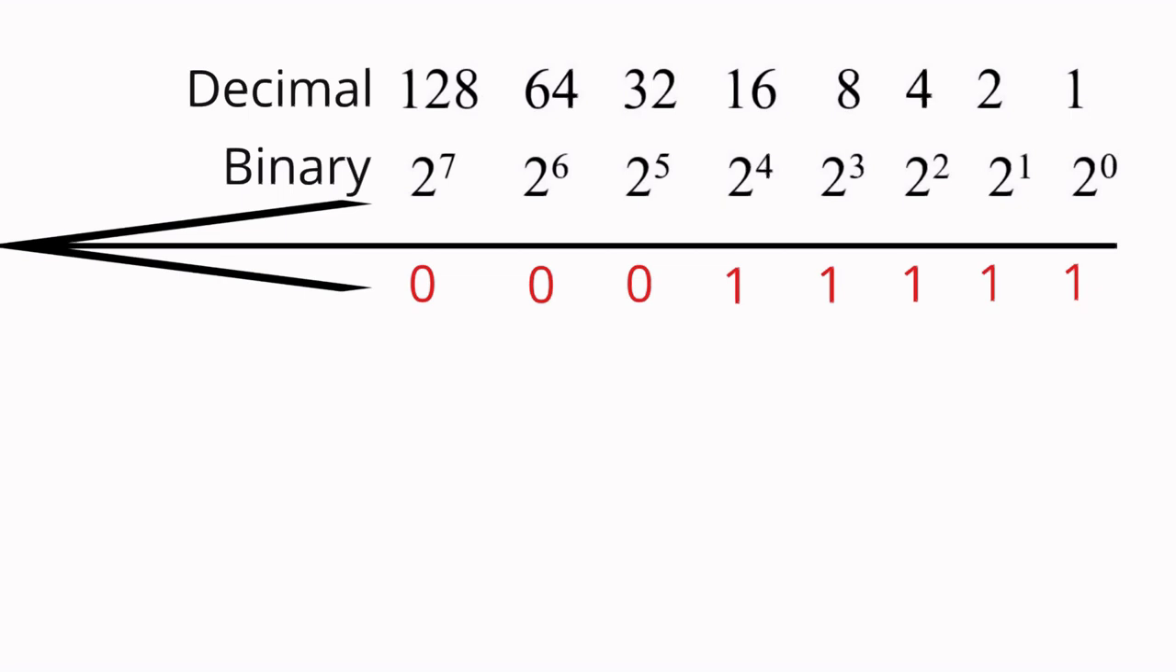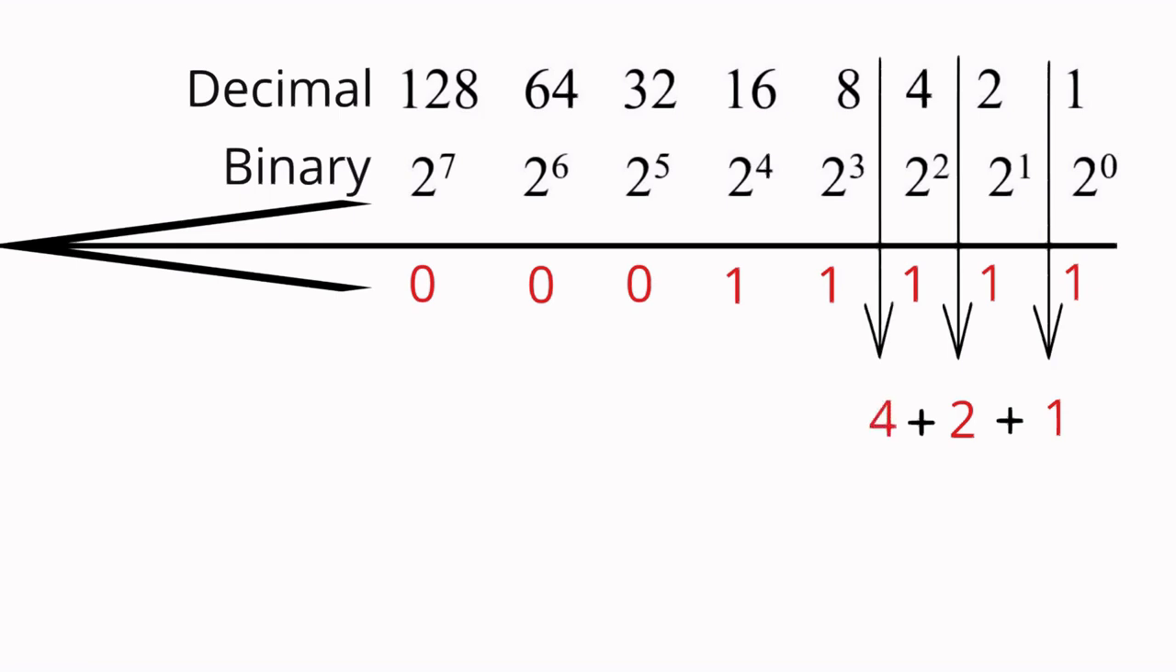2 to the 0 has a 1 under it. Go ahead and look at our chart and see that 2 to the 0 is 1. So we multiply that by 1. 1 times 1 is 1. So we write down a 1 and move left. 2 to the 1 has a 1 under it. Looking at our chart, we see 2 to the 1 is 2. So we multiply 2 times 1 and that equals 2. So we write down a 2. 2 to the 2 has a 1 under it. We look at the chart, see 2 to the 2 is 4. So 4 times 1 is 4. Write down the 4. 2 to the 3 has a 1, so we write down an 8.